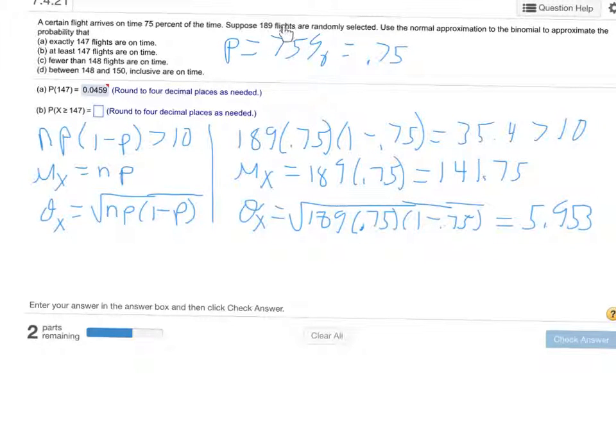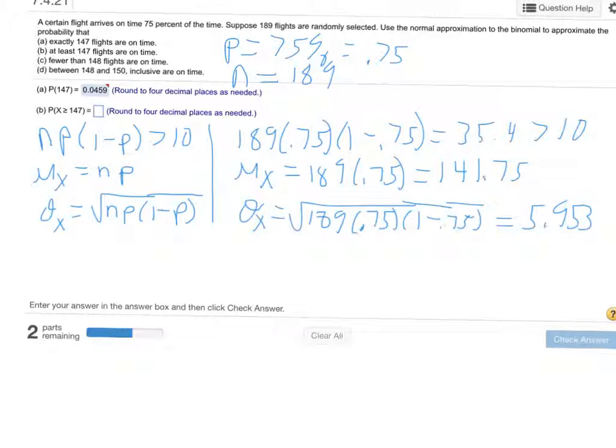Suppose 189 flights are randomly selected. So that's going to be N. N is the number of flights here, the number in the sample space. So 189 flights are randomly selected. Use a normal approximation to the binomial to approximate the probability of the following. Part A is exactly 147 flights are on time.